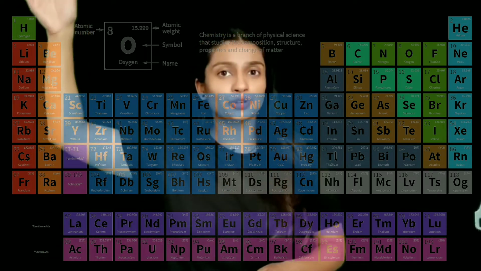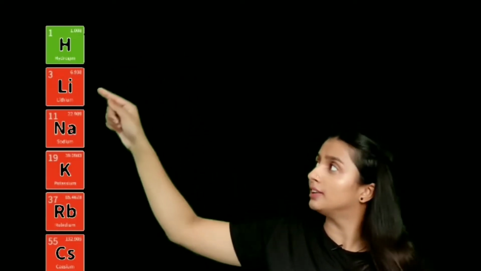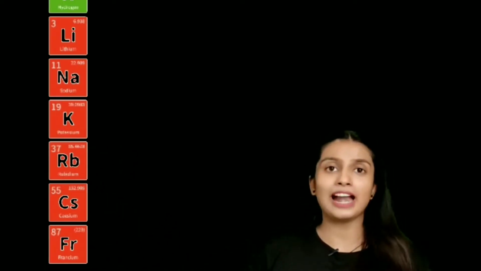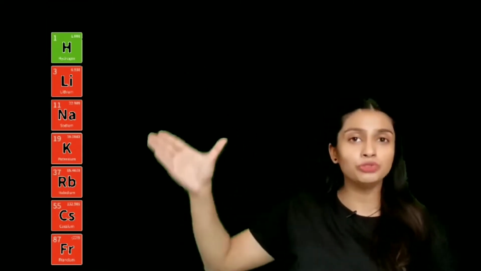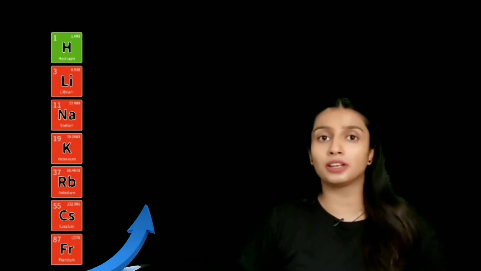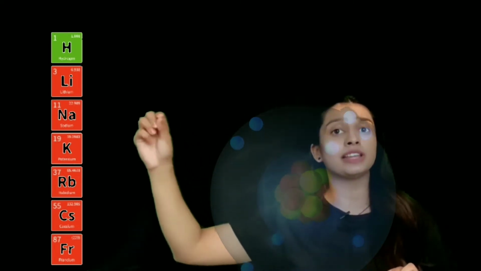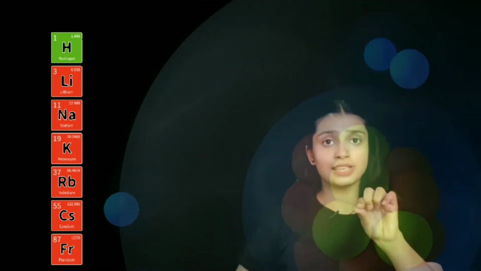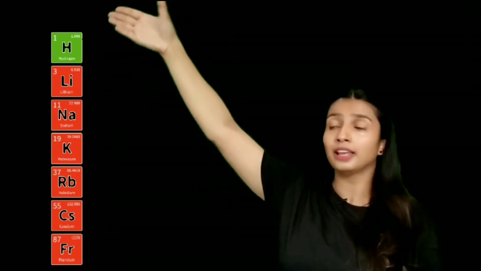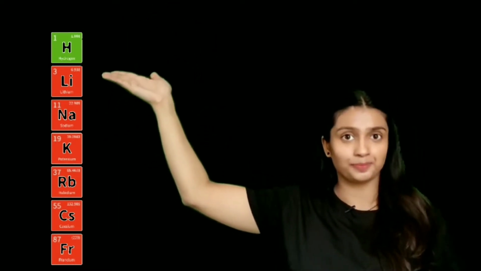Let's take an example of our first group, that is alkali metals. So we have hydrogen, lithium, sodium, potassium, rubidium, cesium and francium. When we move down the group, the atomic number increases. So due to the increase in atomic number, the number of shells increases too. As the number of shells increases, the distance between the nucleus and the outermost shell increases. So that is why the atomic radius of sodium is greater than the atomic radius of lithium.